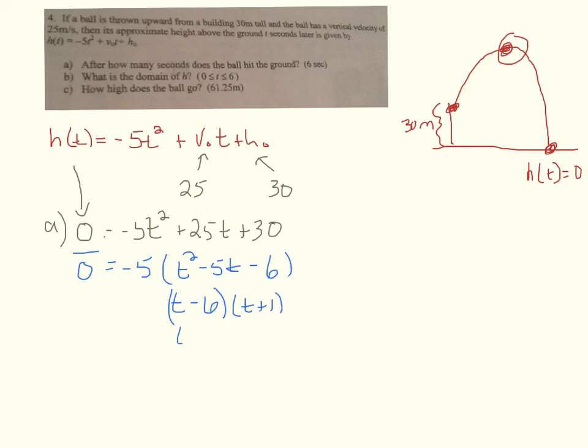So t could be 6 seconds, or t could be negative 1 seconds. And the last time I checked, your name is not Marty McFly, and you can't go back in time. So 6 seconds is how long it takes the ball to hit the ground. Alright, let's move to question 2.